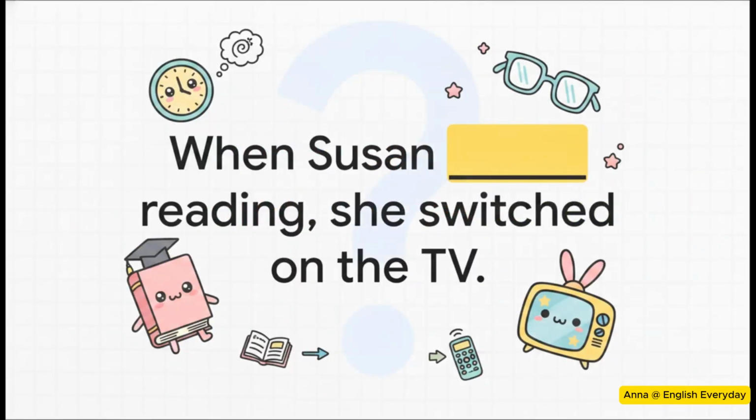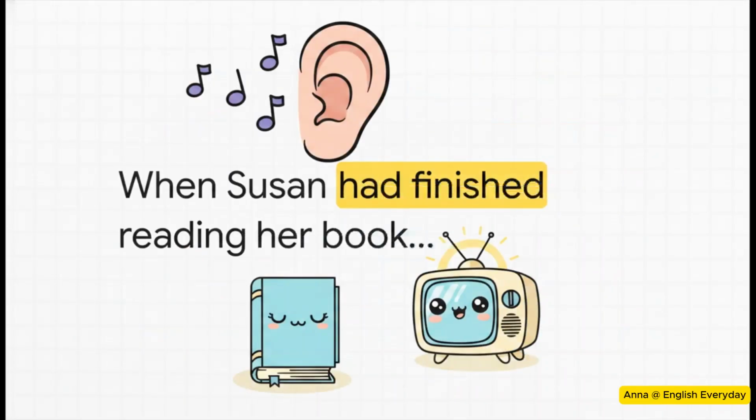Okay, I've got one final challenge for you. We have two separate sentences. Susan finished reading her book, and she switched on the TV. How do we join them using our time-traveling tool, starting with the word when? And the answer is, when Susan had finished reading her book, she switched on the TV. Listen to how that sounds. Had finished. You really want to emphasize that had and the past participle when you speak, so your listener immediately grasps the order of events. Action 1 complete, moving right on to Action 2.